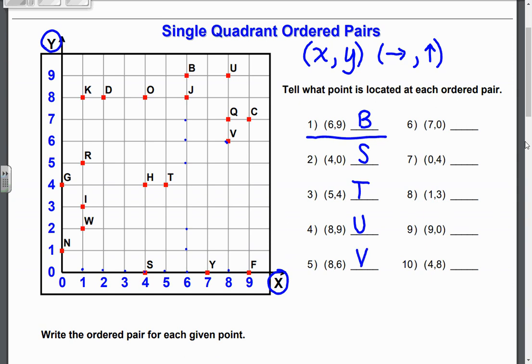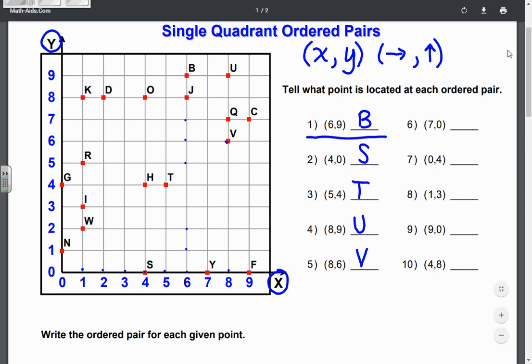All right, you are going to complete number 6, 7, 8, 9, and 10 on your own. This is going to get turned in at the end. We're actually going to go down now and we're going to look at writing the coordinates for different points.